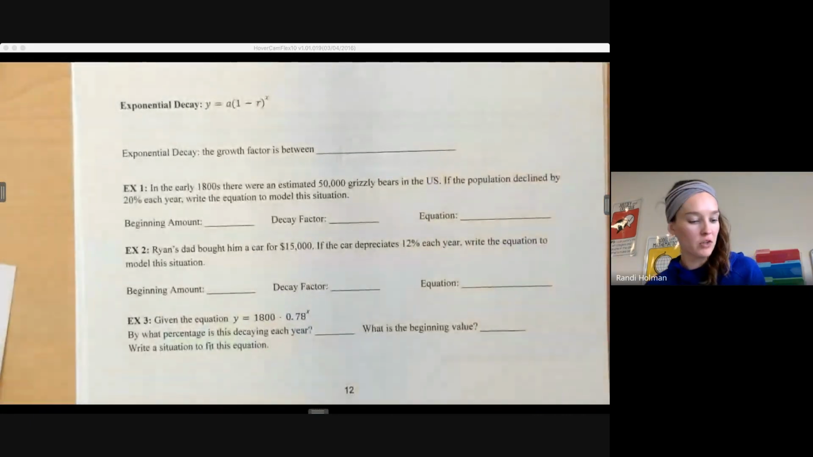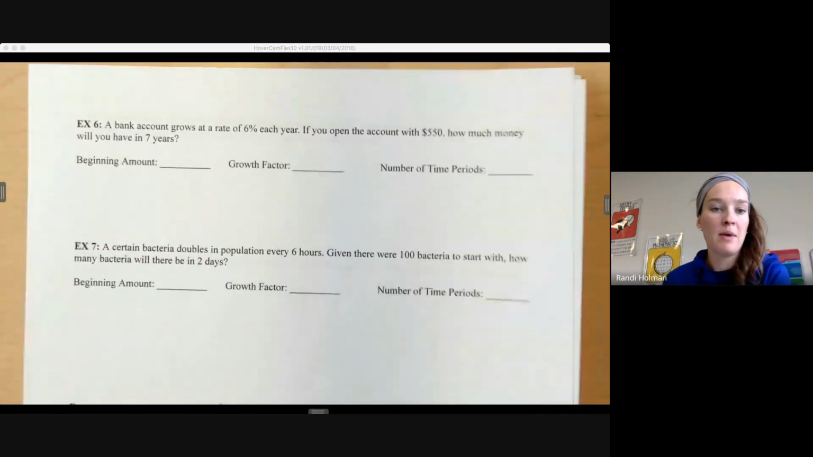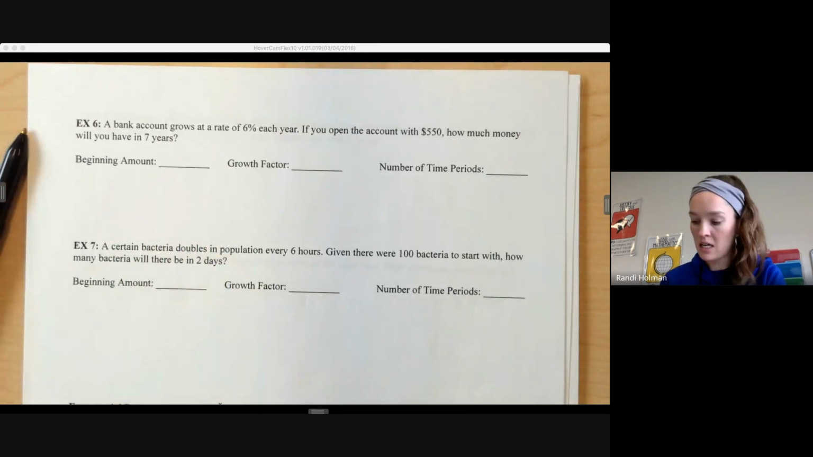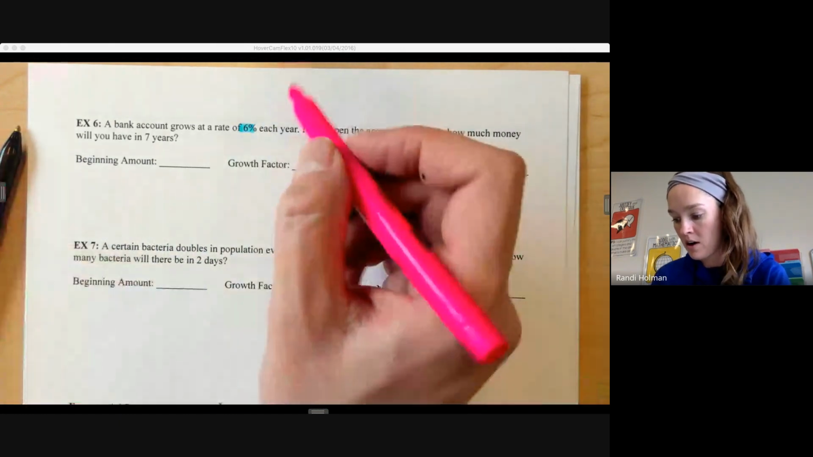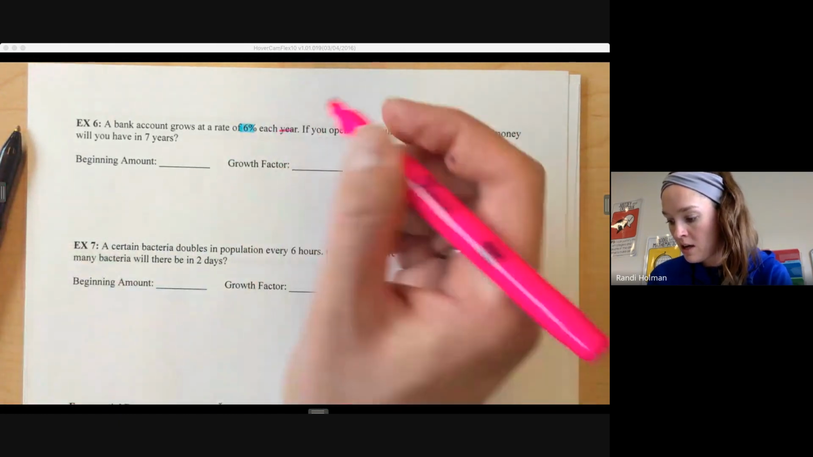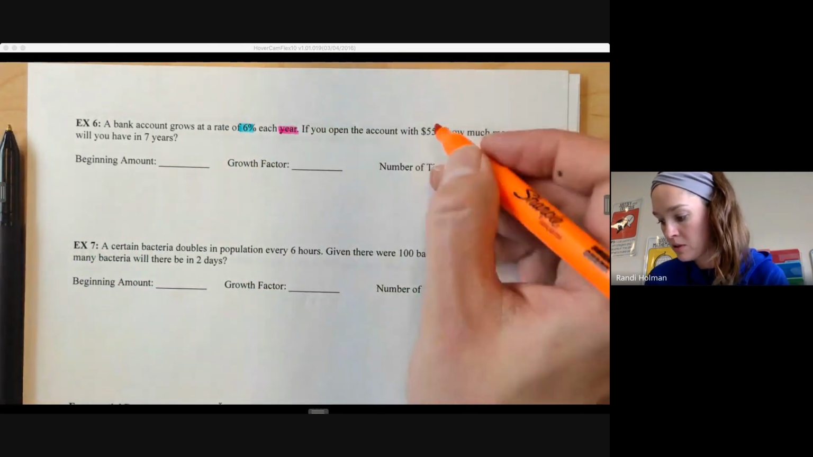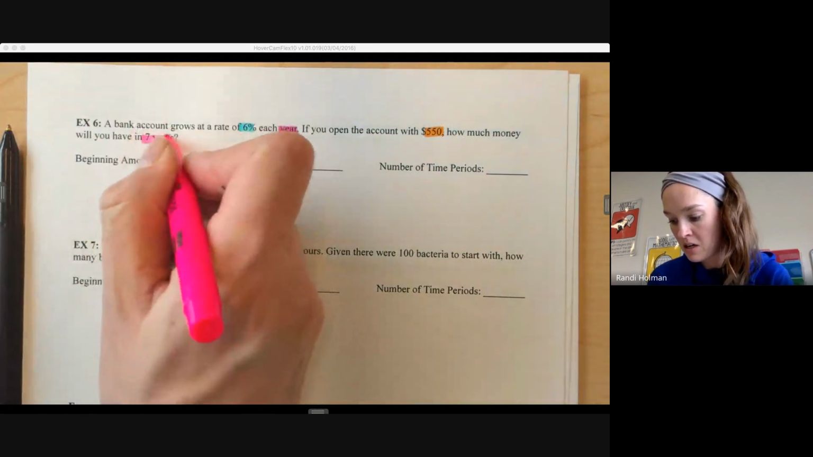Okay, hopefully those are getting a little more comfortable. Let's just look at a few more examples of growth and then we'll move on to some decay. So this one, we have a bank account that grows at a rate of 6% a year. So we have 6%. We know our time periods are each year. If you open an account with $550, that's how much we're starting with. How much money will you have in 7 years?